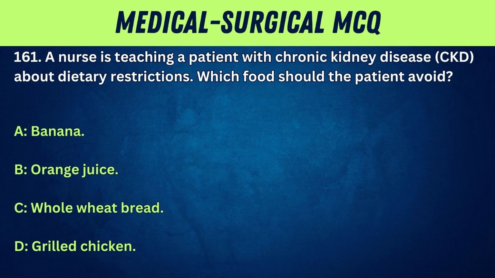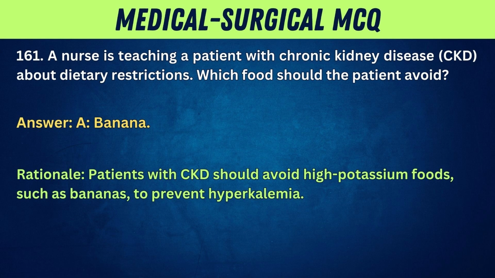161. A nurse is teaching a patient with chronic kidney disease, CKD, about dietary restrictions. Which food should the patient avoid? A. Banana. B. Orange juice. C. Whole wheat bread. D. Grilled chicken. Answer: A. Banana. Rationale: patients with CKD should avoid high potassium foods, such as bananas, to prevent hyperkalemia.